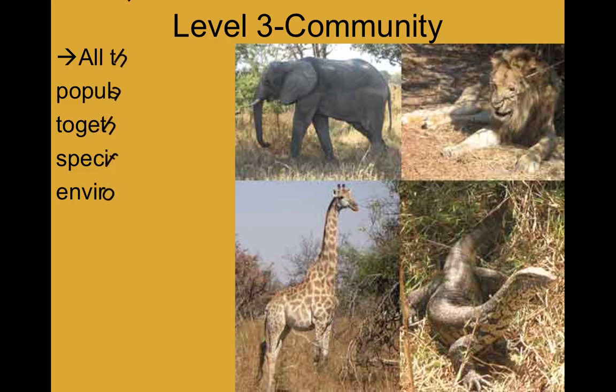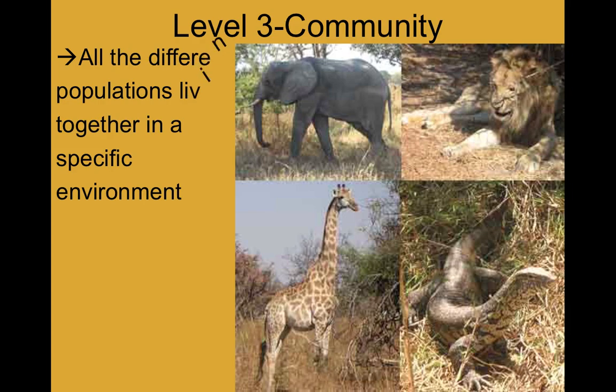So as I said, the community is all the different populations that live together in a specific environment. So we were building around our lion. So now we have some other animals in Africa, and then there's other stuff. There's stuff in the soil. Here we see the grass. There's bugs in the fur of the giraffe. There's going to be bacteria in the mouth of this lizard.